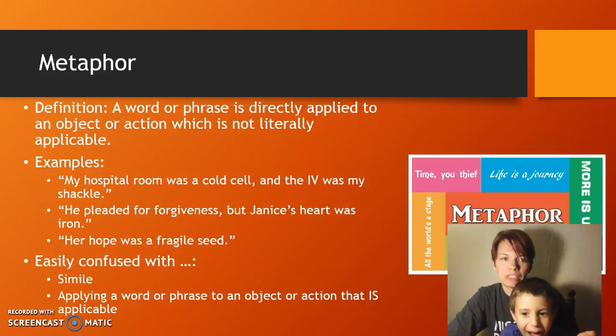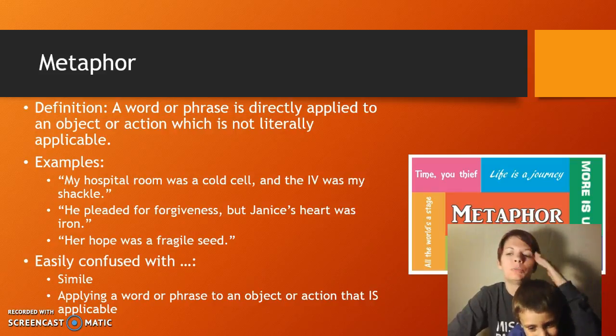So a lot of people will confuse this with simile. Metaphor is not going to be indirect. It's direct. It is these things. Her hope is a fragile seed. It's supposed to be more powerful.